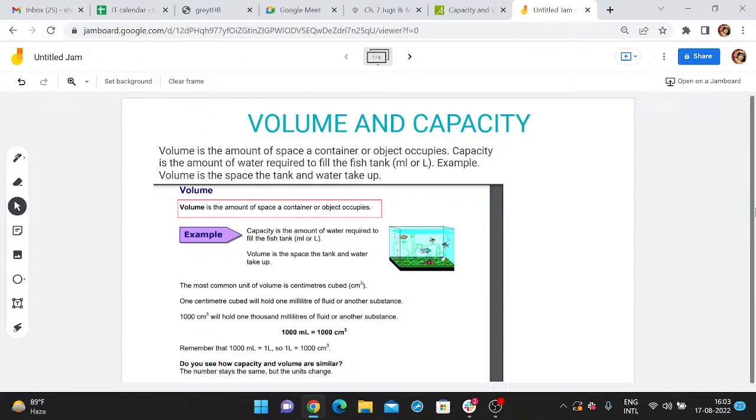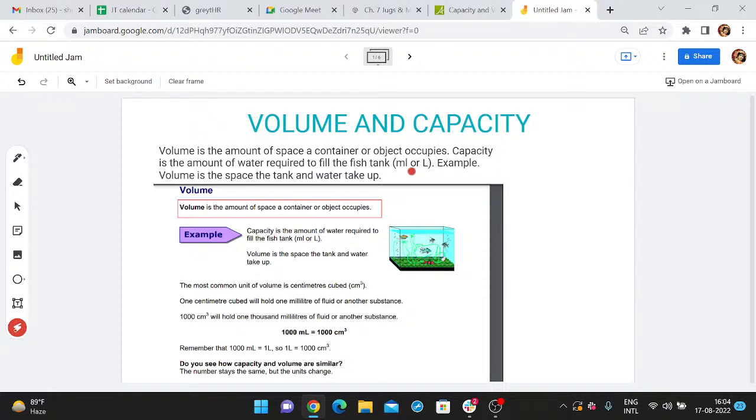That means the maximum space that a liquid inside it can occupy in the container is known as the capacity. So capacity is the amount of water required to fill the fish tank, and we can talk about it in milliliters or liters. If the Pepsi bottle has 2 liters of capacity, then we can also talk about its capacity in milliliters, because we can easily convert liters into milliliters.